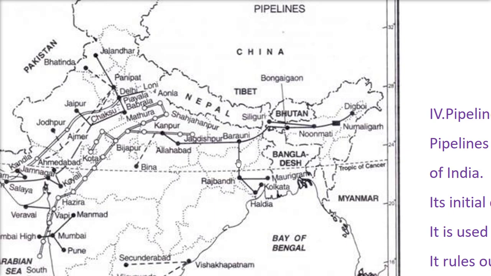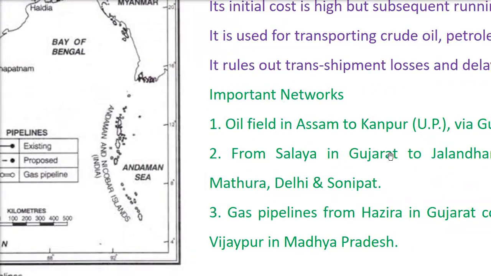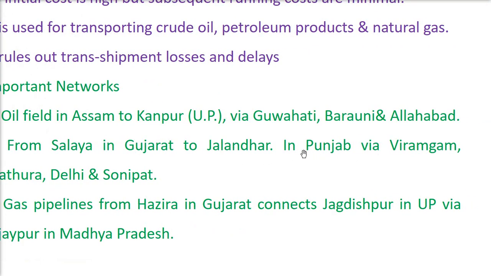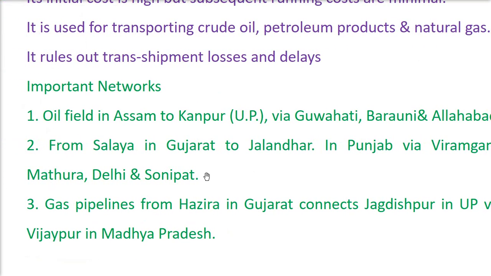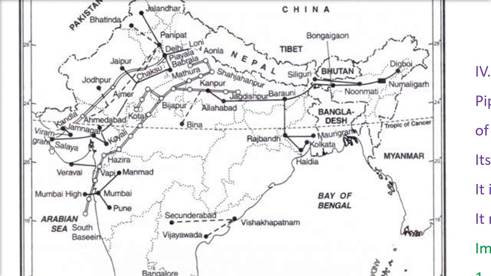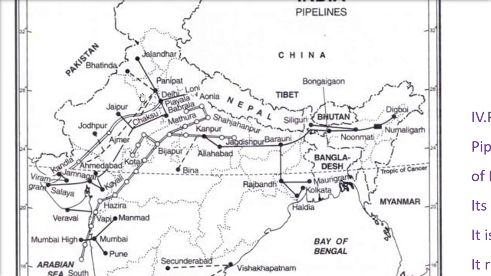And one of the parts of this pipeline also goes from Barauni to Rajband, and then we have this Mori, Gram and Haldia. This also is connected. The second one is from Salaya in Gujarat to Jalandhar in Punjab via Viramgram and Mathura, Delhi and Sonipat. So this is the line we are talking about. This is the Viramgram, Salaya, and then it goes up to like here, and then finally to Jalandhar. In between also it touches various places.